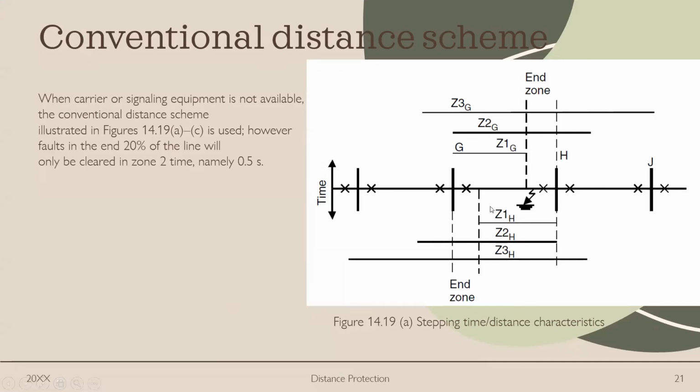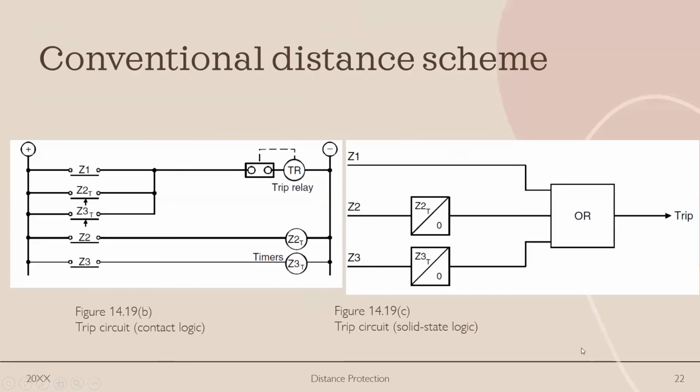You can see this is a graph. This is how much time it takes. So for zone 1, it's always first, and for zone 2, it's around 0.5 seconds delayed. And for zone 3, which is the end zone, this is the stepping time/distance characteristics. This symbol represents the fault. Here we also have trip circuit contact logic and trip circuit solid state logic.